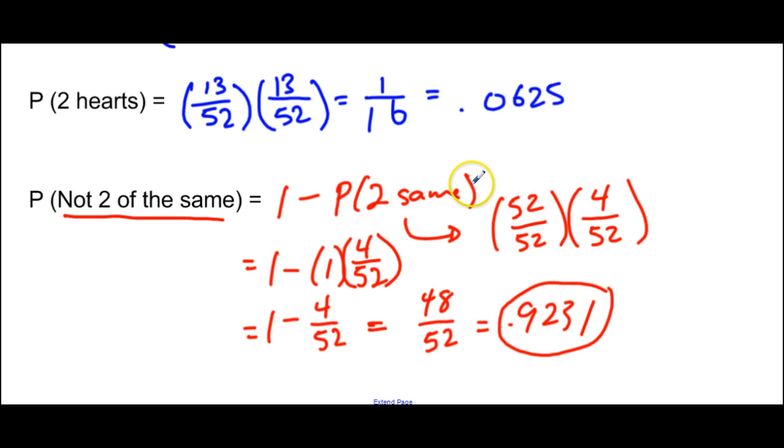So be careful, not 2 of the same card. Say it was a 2, we have a 4 out of 52 chance of getting a 2. This concept right here is important that you understand, because there will be more questions like this in our examples.